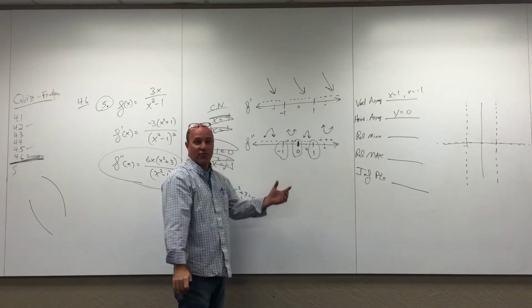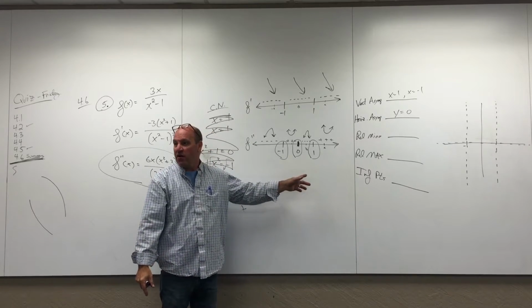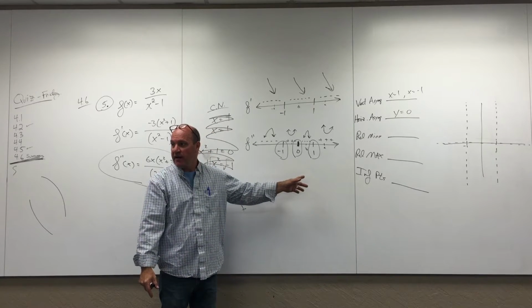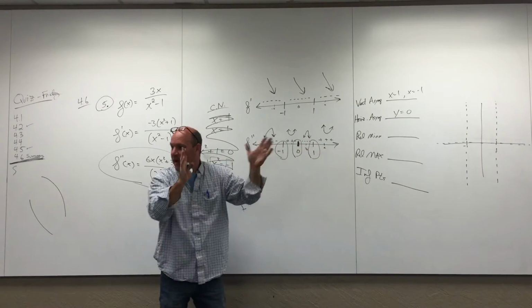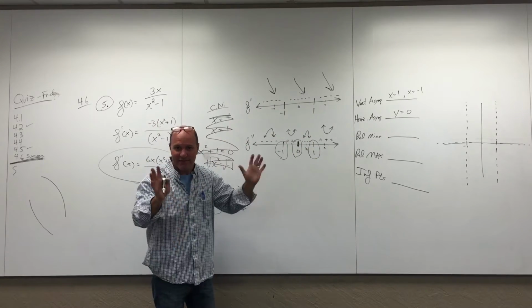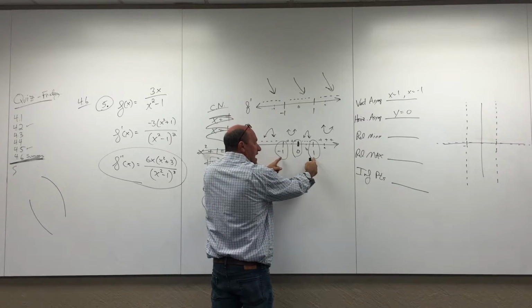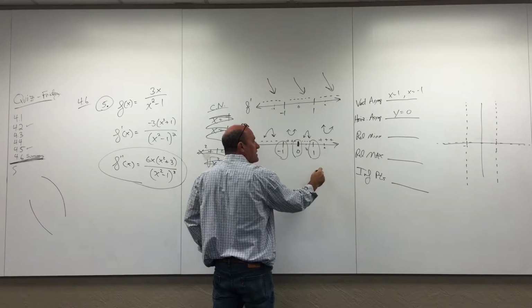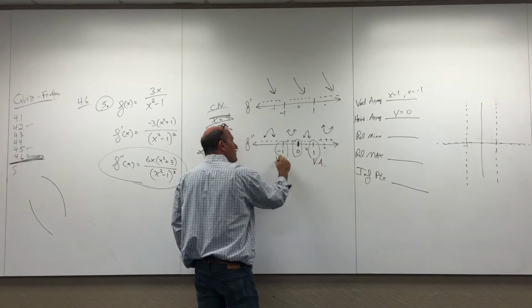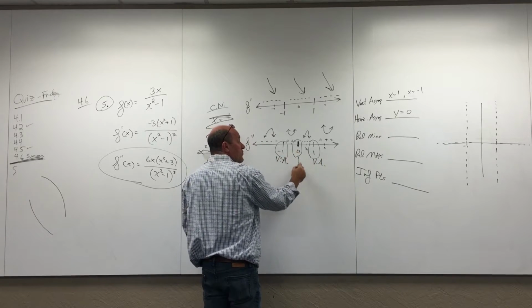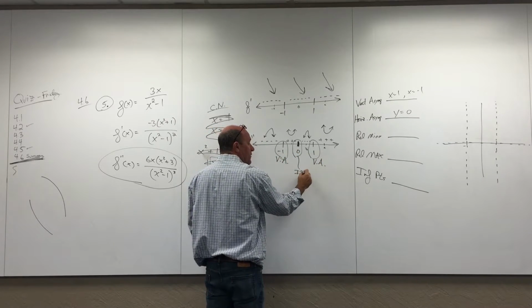But wait a minute. We know that negative 1 and 1 aren't really inflection points. They're those asymptotes, right? They're not points. You just got to keep that in mind. I tested around them. They're vertical asymptotes, but they're not really inflection points. But this guy is a real deal inflection point.